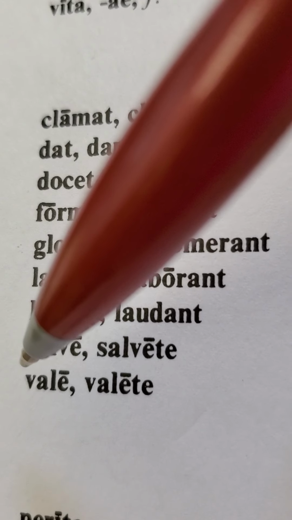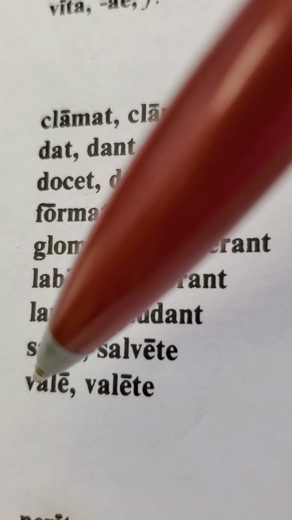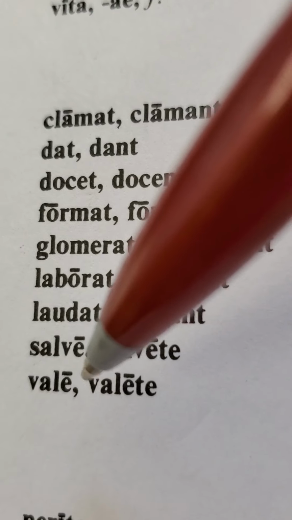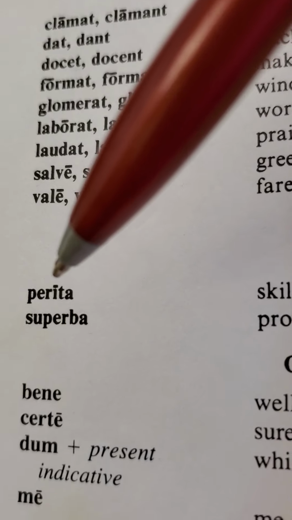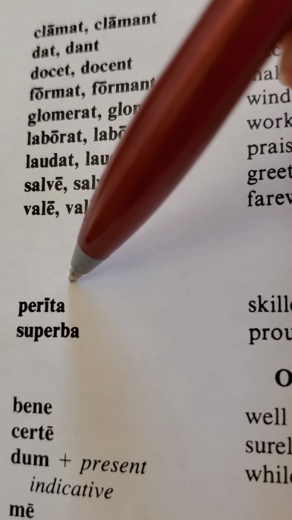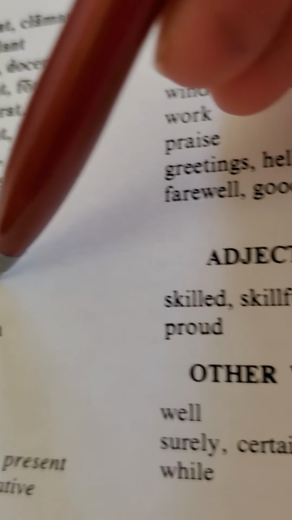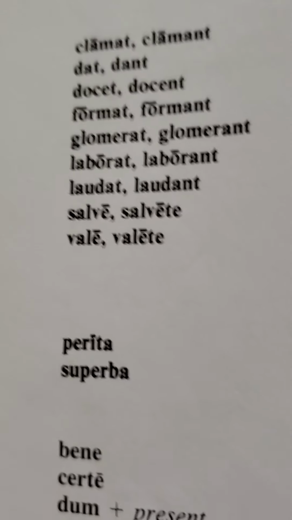The word dic is to speak. So valedictore means the farewell speech. These are adjectives. Perita means skillful. And superba means proud, because Arachne is going to be proud.